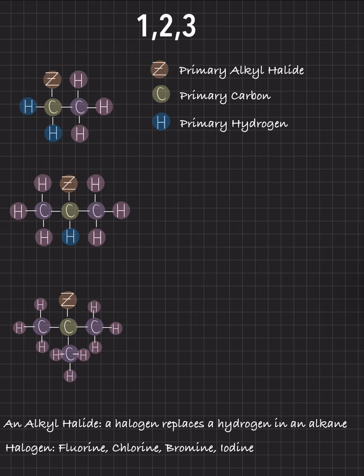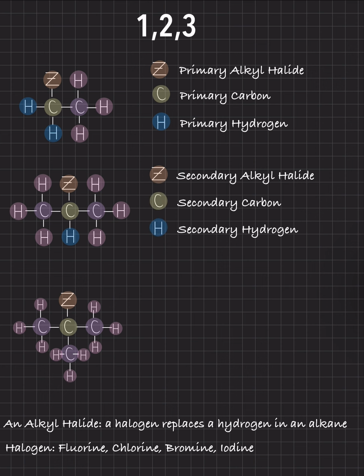Okay. So in the next example, you can see you have a yellow carbon attached to two purple carbons. So that yellow carbon is a secondary carbon. And the Z is attached to that yellow carbon, which makes it a secondary alkyl halide. And then the last one, you can see a yellow carbon attached to three purple carbons. But notice that there's no hydrogen. And again, the reasoning is you're already attached to that alkyl halide. So the alkyl halide is going to be a tertiary alkyl halide.